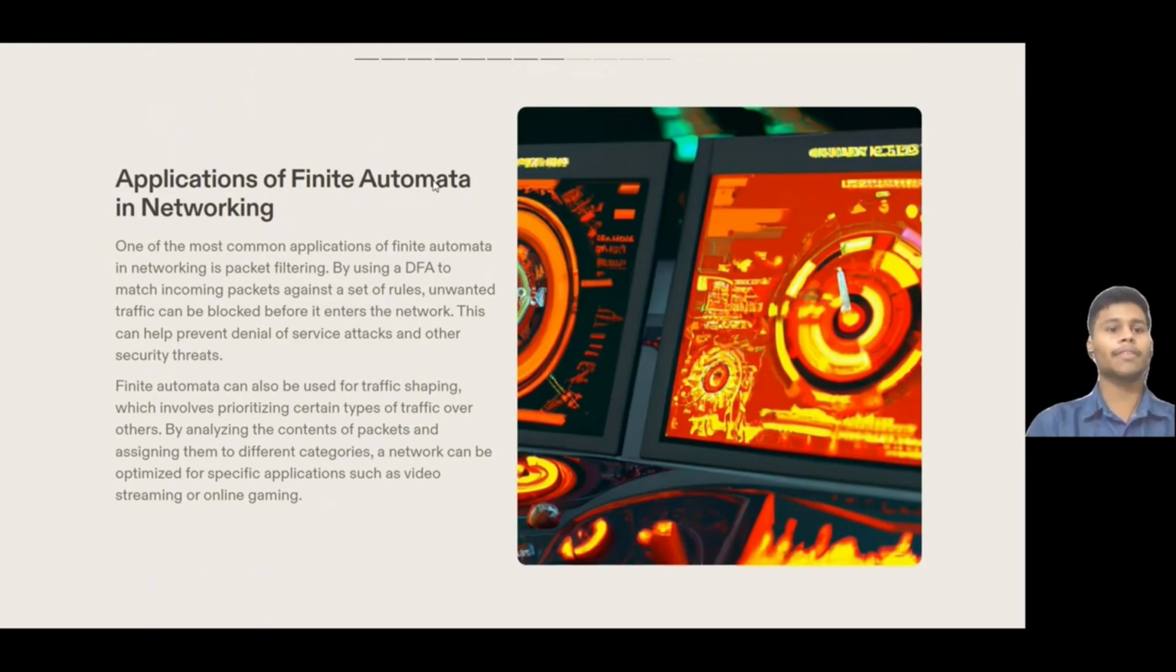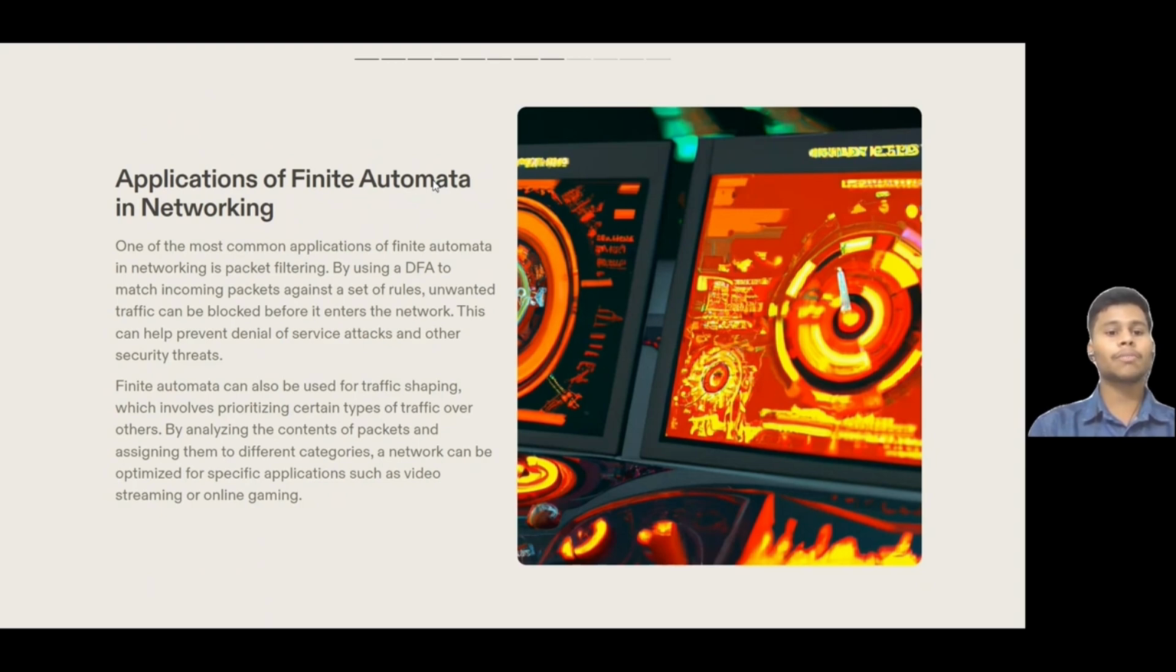Application of finite automata in networking. One of the most common applications of finite automata in networking is packet filtering. By using a DFA to match incoming packets against a set of rules, unwanted traffic can be blocked before it enters the network. This can help prevent denial of service attacks and other security threats.